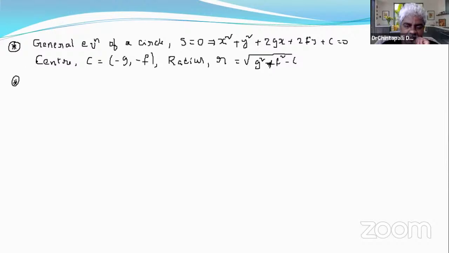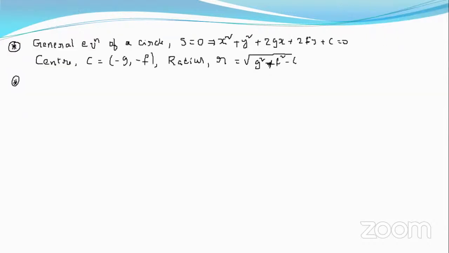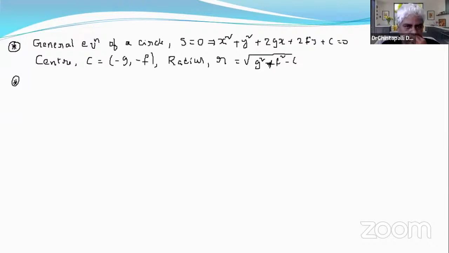Do you remember that equation? Find the center and radius of the circle x square plus y square minus 3x minus 8y plus 13 is equal to 0, right? Yes, sir. So let us take the same equation. Find the center and radius of the circle.